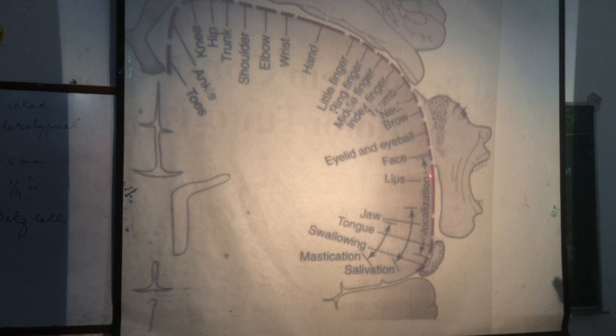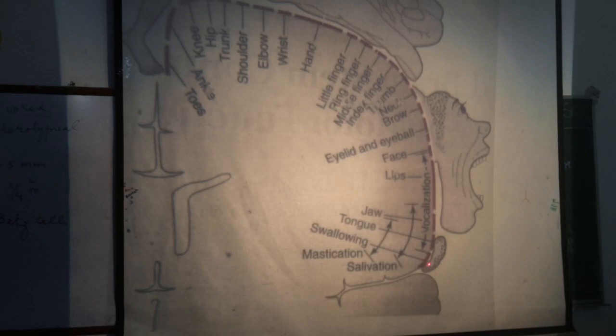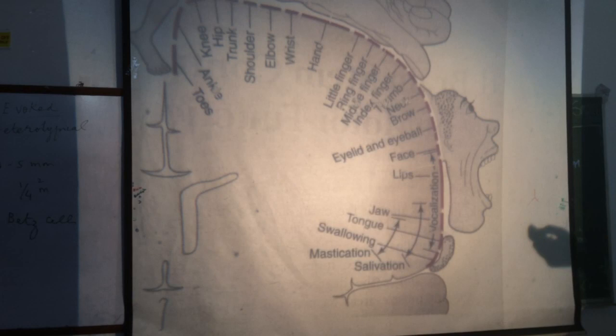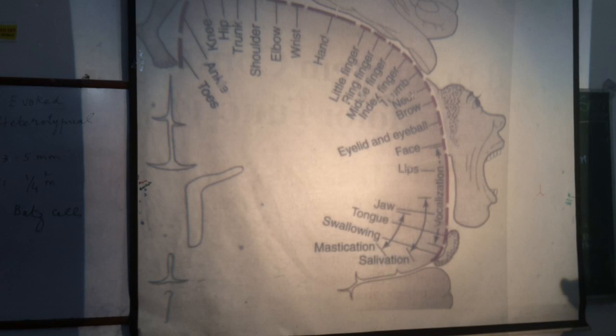This is the lateral surface of the cerebral hemisphere. This is the medial surface. And you see, there is upside-down representation on the lateral surface of the hemisphere. In the lowermost part, you see the tongue, jaw, lips, of course face, then thumb, fingers, hand, then thigh, leg, thorax, right? And you see the thigh, leg, these are feet, these are on the medial surface. So this is the upside-down representation in the area S1, that is somatic sensory area 1.